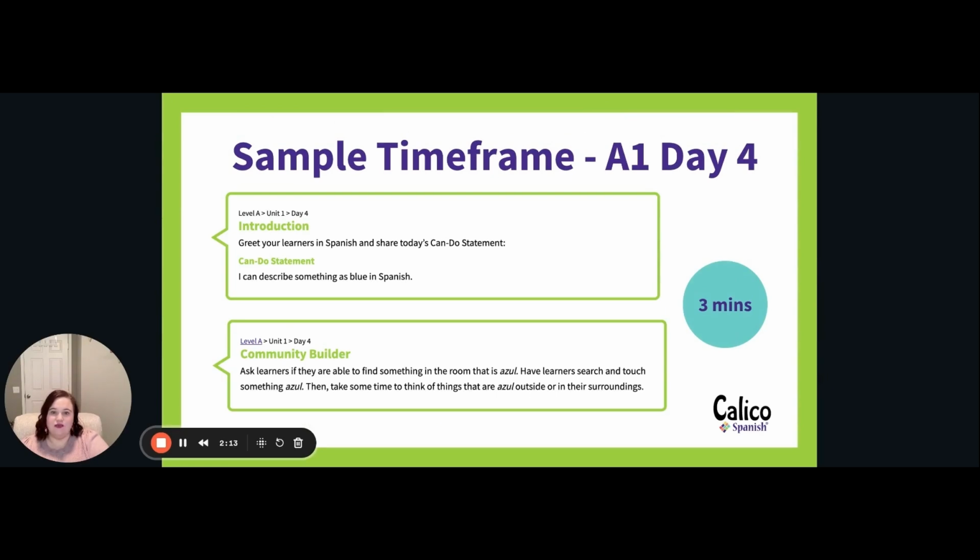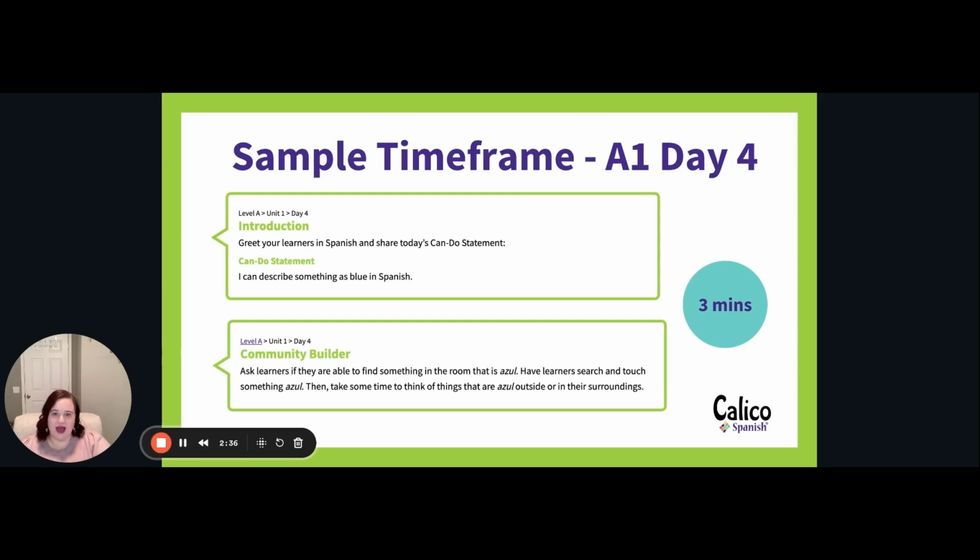This lesson plan is from Level A, Unit 1, Day 4. So when we're looking at the lesson plan, you will notice the can-do statement, I can describe something as blue. We want to make sure that what we do in class is helping learners make progress. And we want them to make progress towards achieving the goal of that can-do statement.